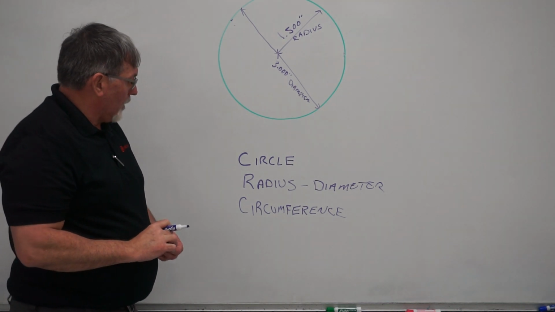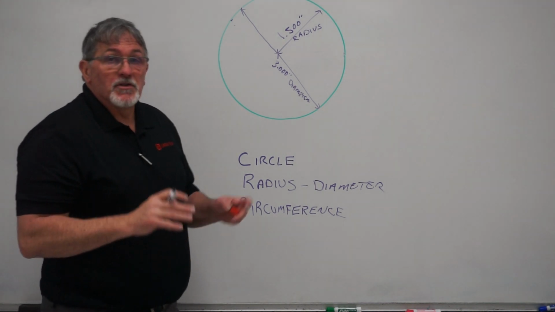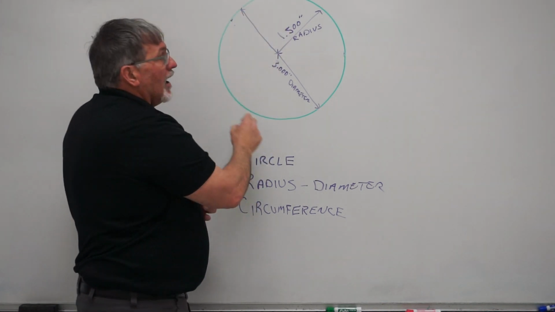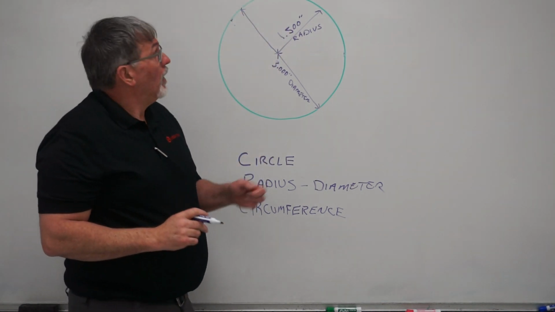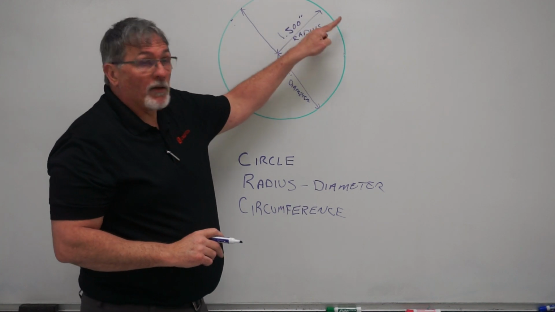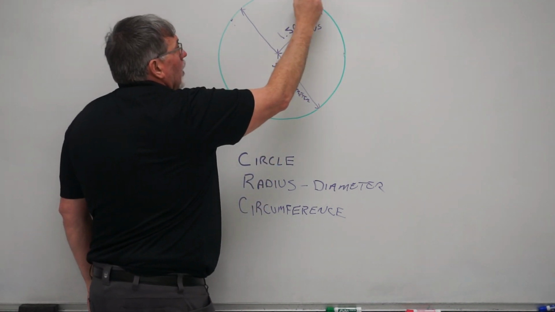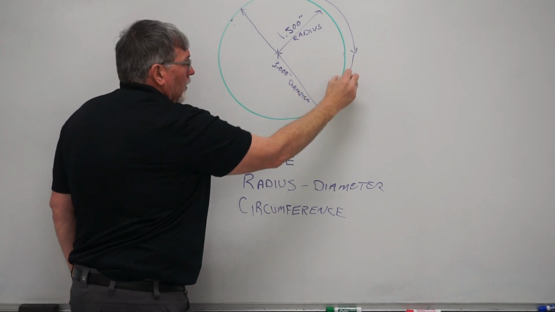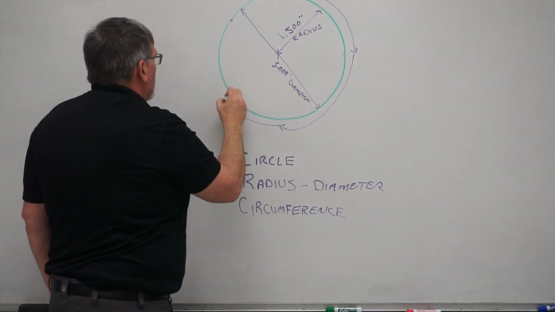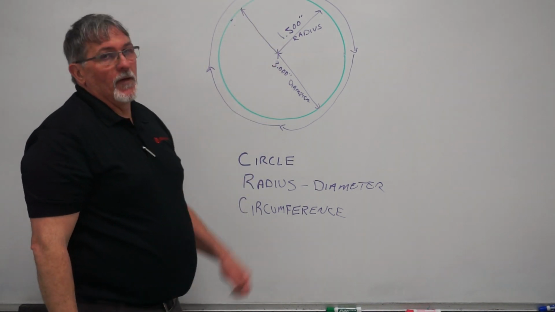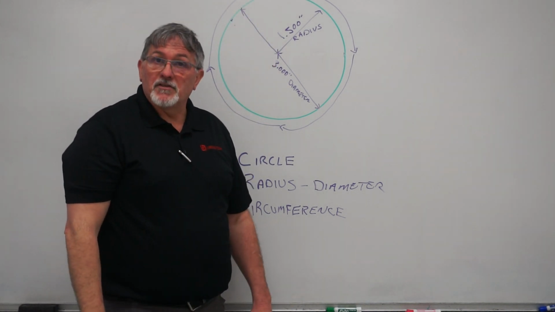Other term we want to talk about today is circumference. So circumference, by definition, is literally the length around the circle. So imagine, if you will, you just walked this line all the way around. So we start here, and we travel this way, and we walk all the way around that circle. How do we find that distance?